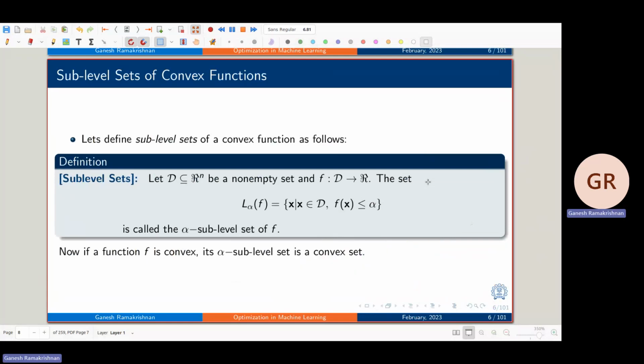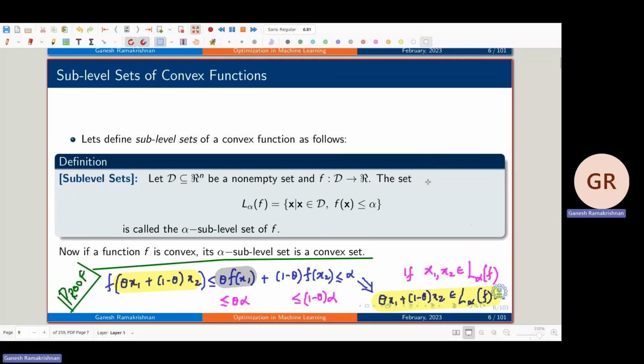So the point is, if a function f is convex, its alpha sublevel set is a convex set, which has a very simple proof. I gave the proof. It is basically taking convex combinations of the points and evaluating the function, which is less than or equal to the convex combination of the function values, which is less than or equal to alpha. So if f(x1) and f(x2) are both less than or equal to alpha, then the convex combination is also less than or equal to alpha.